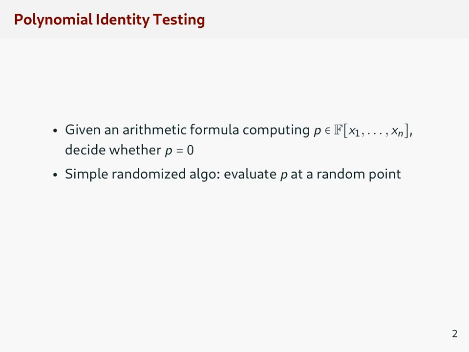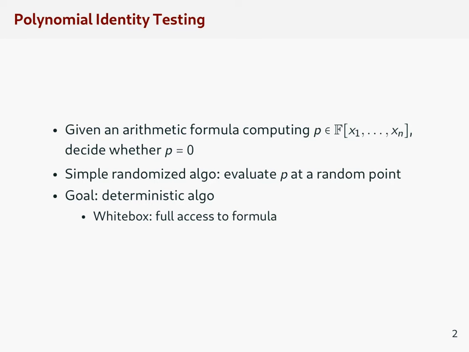This has a simple randomized algorithm. You just evaluate p at a random point. However, it's a major open problem to construct a deterministic algorithm for PIT. A general purpose deterministic algorithm would be called white box derandomization, where it has full access to the formula. But there's also black box derandomization, where you consider only pseudorandom evaluations and plug them into the simple randomized algorithm.